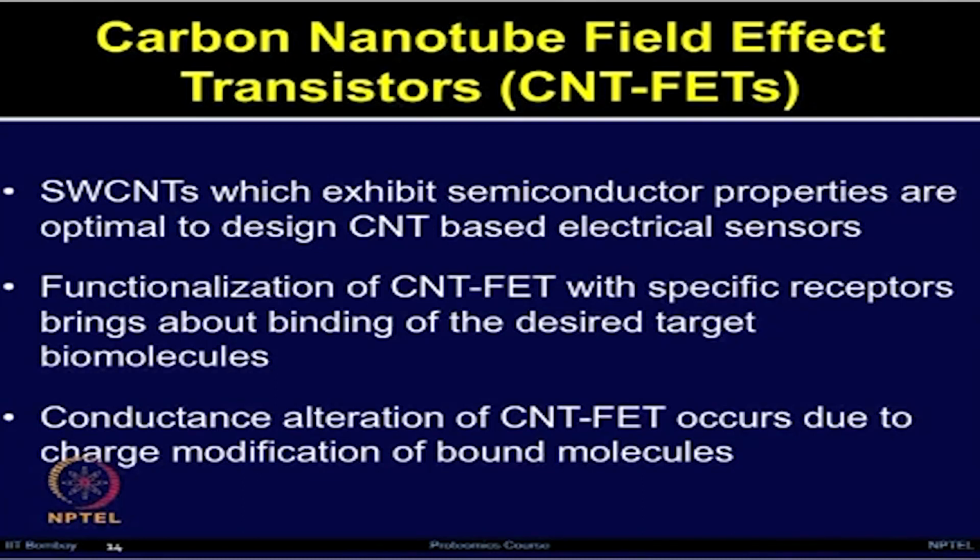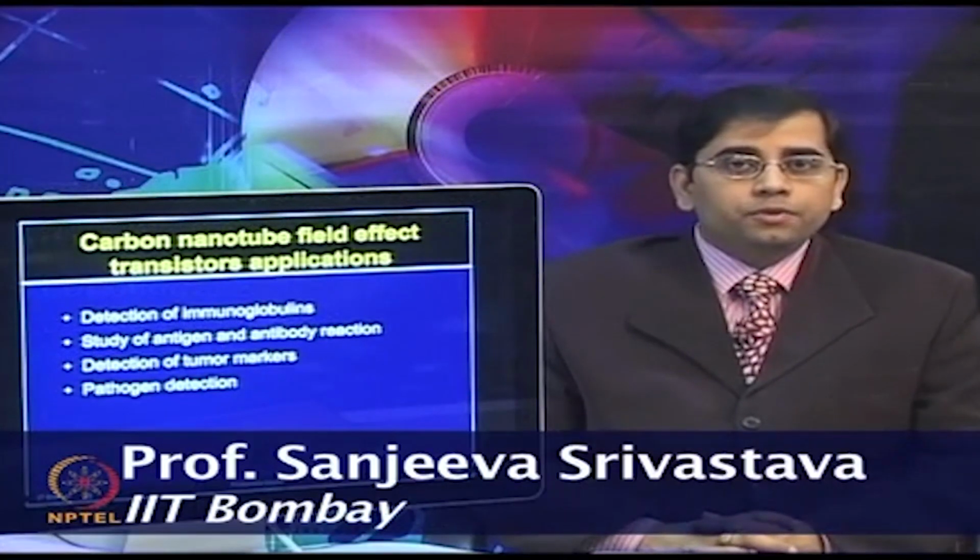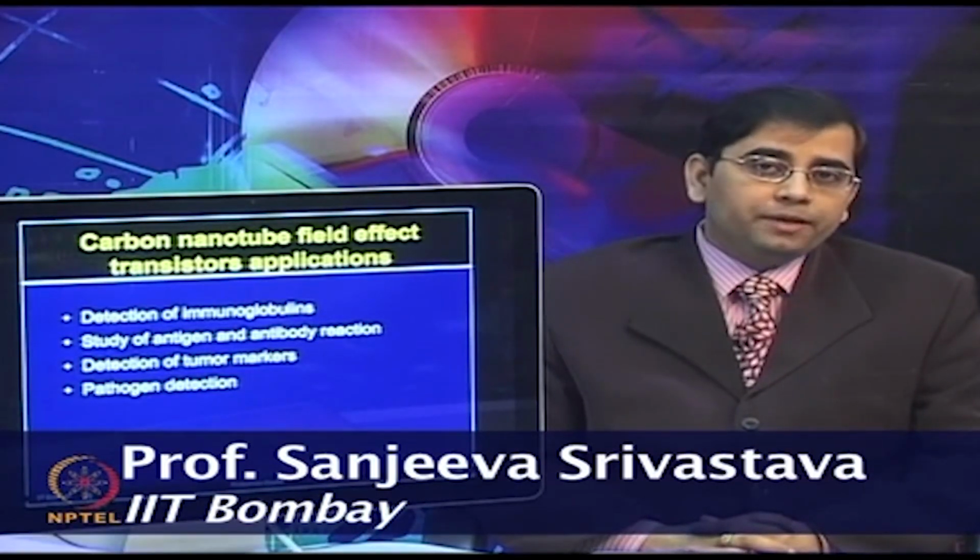The functionalization of carbon nanotube field effect transistors with specific receptors brings about binding of the desired target biomolecules. For example, we can immobilize the surface with specific receptor antibodies, and then target proteins can be used to detect the binding. If there is a specific interaction, if the biomolecules are showing binding, then that binding can be monitored by looking at the change in the conductance. So, the conductance alteration of carbon nanotube field effect transistors occurs due to the charge modification of bound molecules. Again, there are many applications of carbon nanotube field effect transistors. Here we are listing a few based on proteomics application.